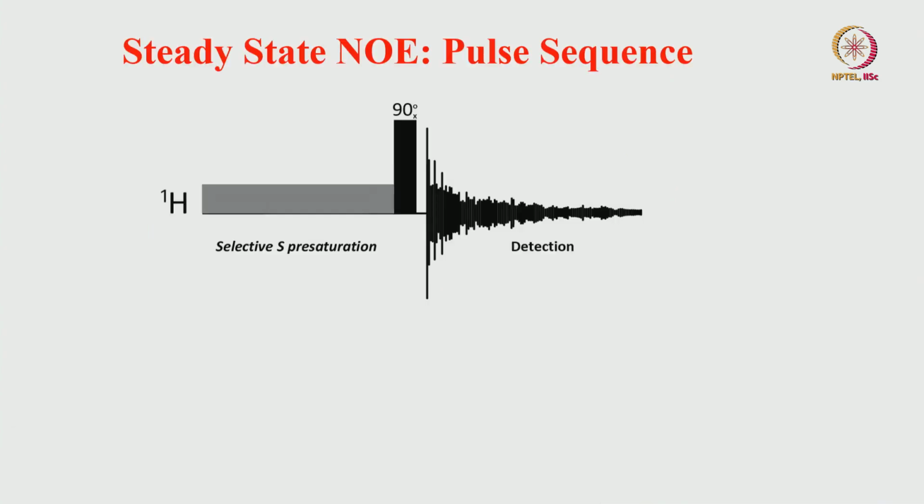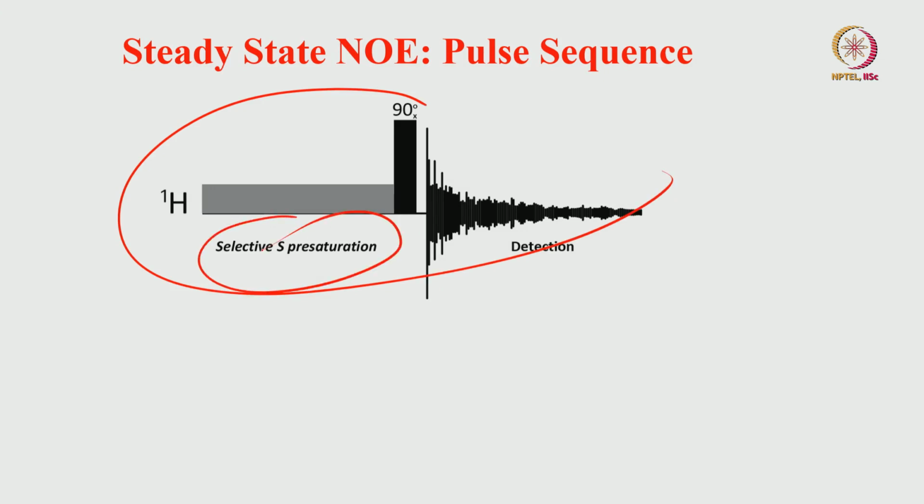What is a steady state NOE? This is a very simple experiment where we are going to selectively saturate one of the spins for a long time with a very low power, and then apply a 90-degree pulse and start collecting the signal.